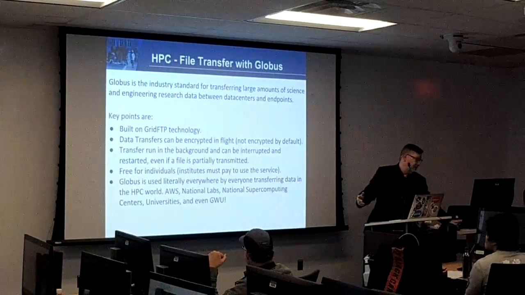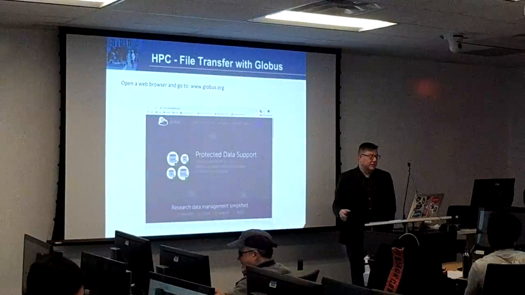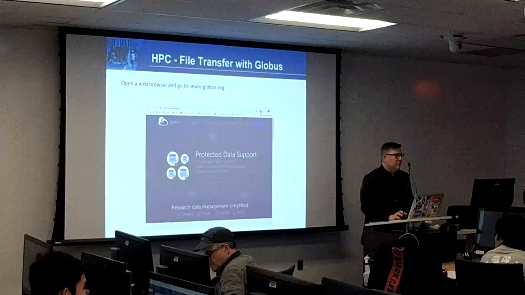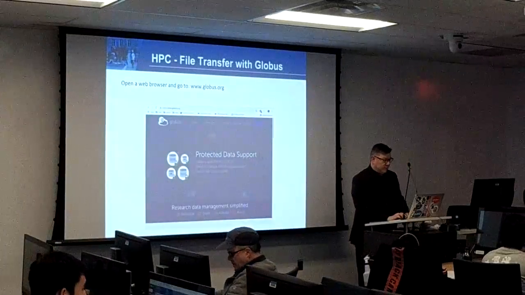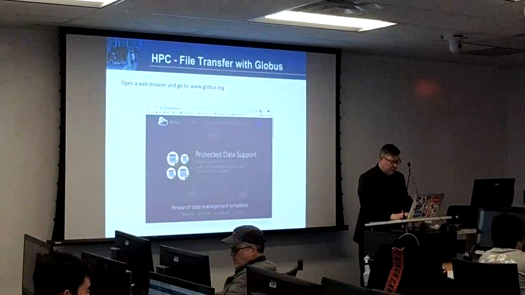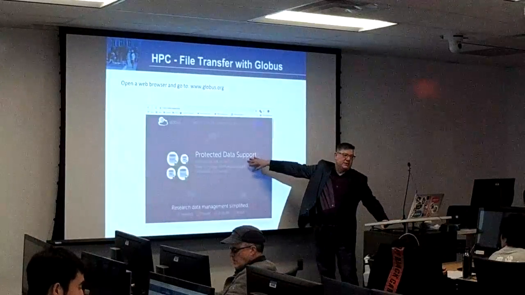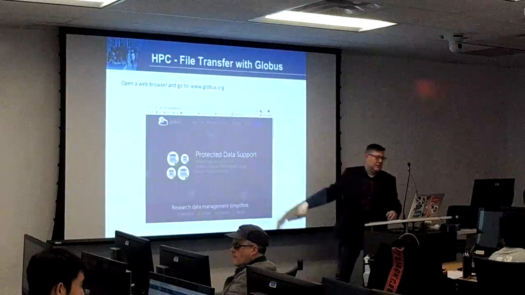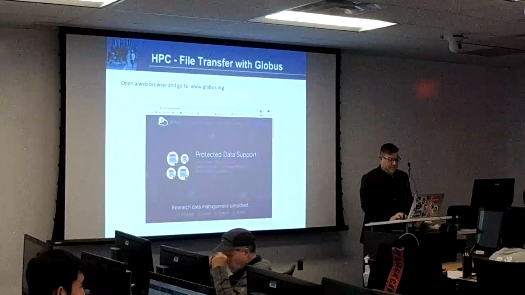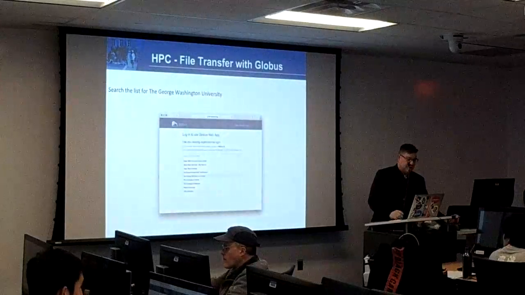So let's actually just dig into this really, really quick. If everybody, on whatever computer you're on, can open a web browser and go to globus.org. What's going to make this even more complicated is I've already logged into Globus. So everybody here, protected data support. Should look like that. Good enough. All right, here goes. Click on the login button. And it should take you to a screen. Raise your hand if it doesn't look something like this.